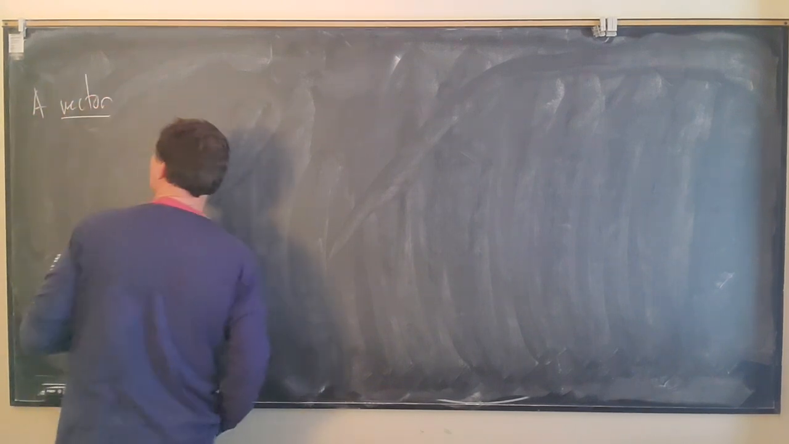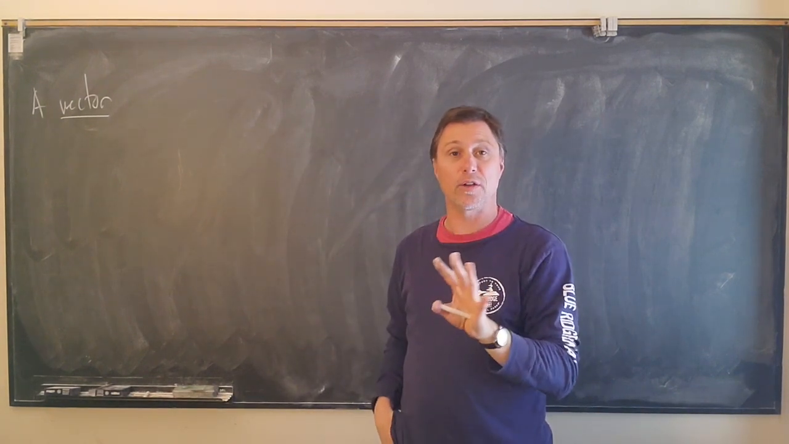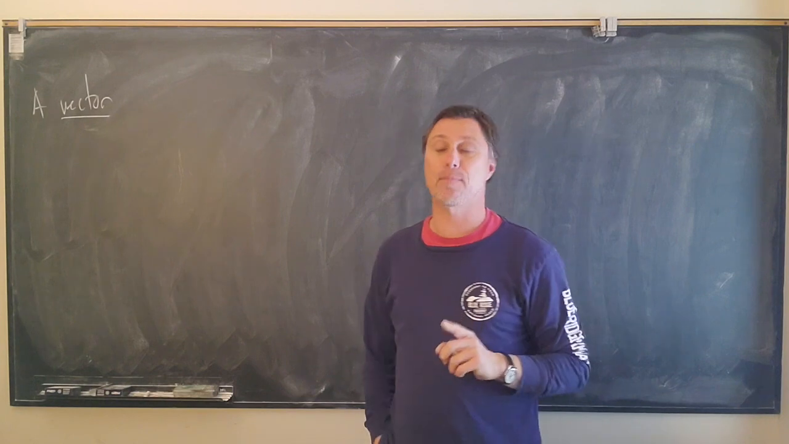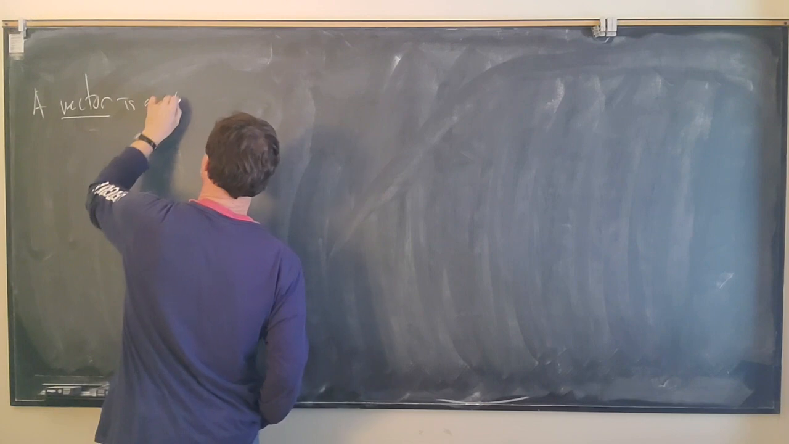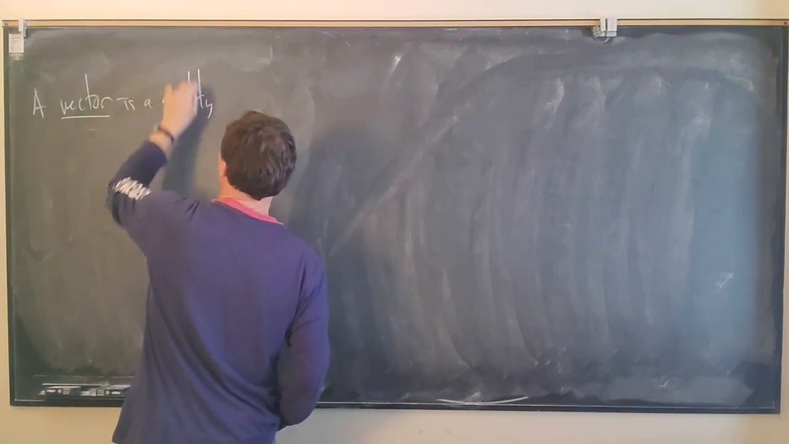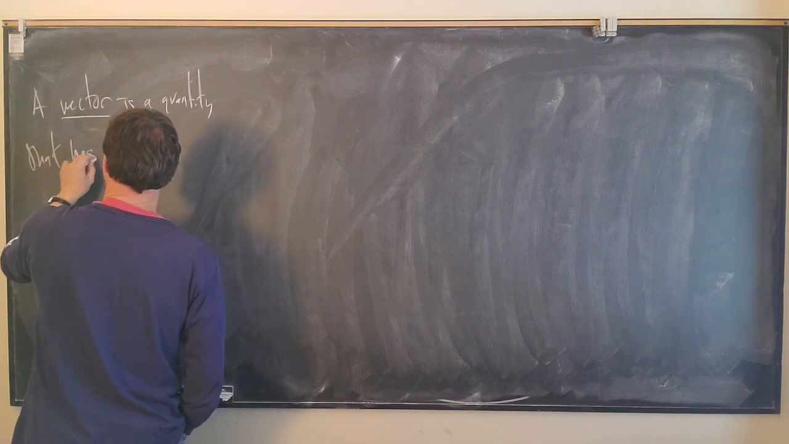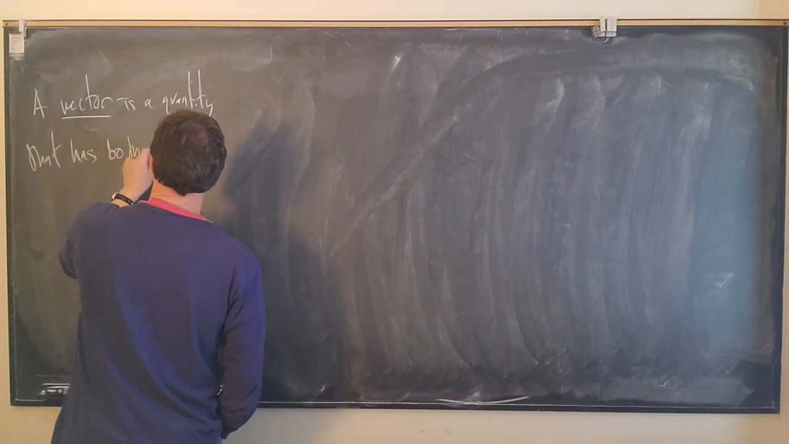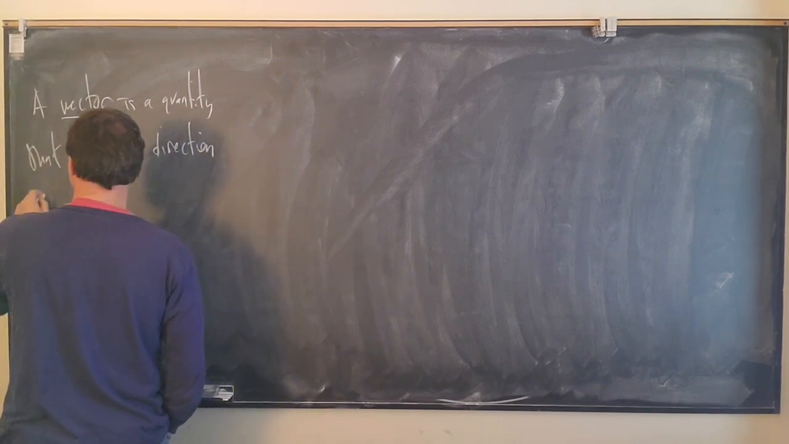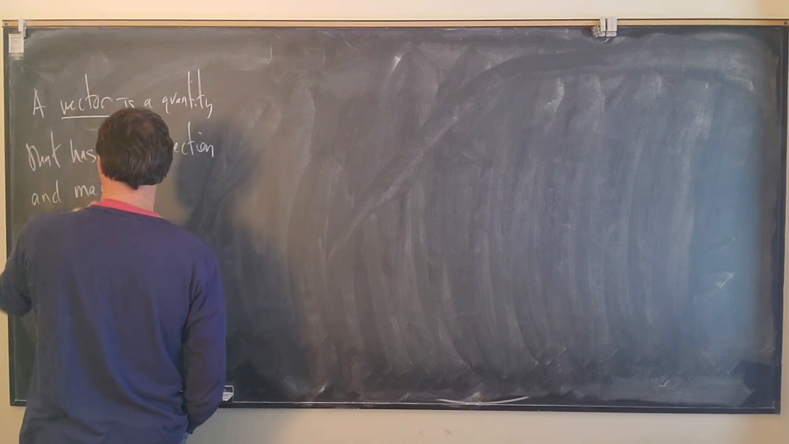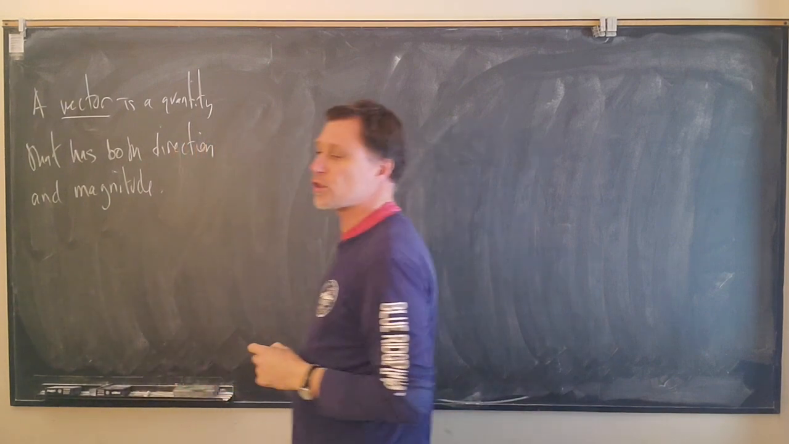A vector, as I'm sure you learned, is this object that has two different values associated to it. It's got a direction and a magnitude. So a vector is a quantity, or an object, maybe that's a better word for it, that has both direction and magnitude.